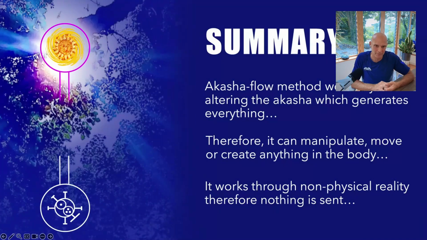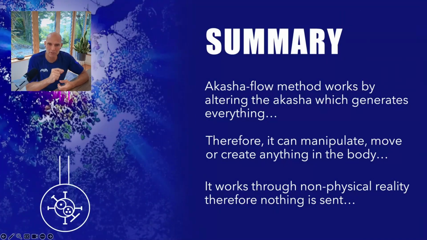So in summary, the akasha flow method works by altering the akasha which generates everything. Therefore, it can manipulate, move, or create anything in the body. And it works through non-physical reality. Therefore, nothing is sent from A to B. Nothing is sent from person to person. Distance is an illusion here. It works through non-physical reality, which is everywhere and nowhere. So it's connected to every other part of the universe itself. Okay, any questions about that bit?